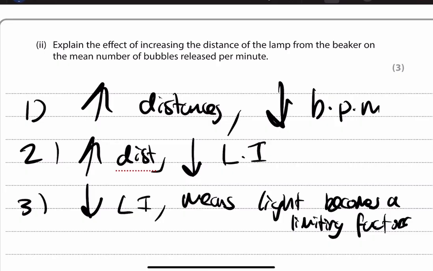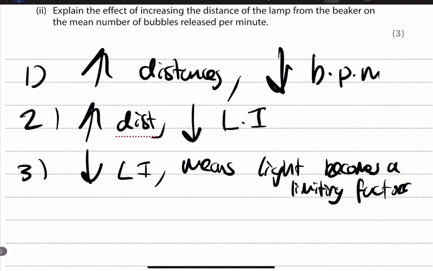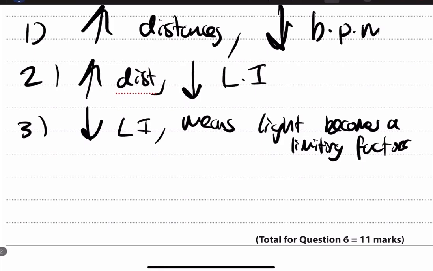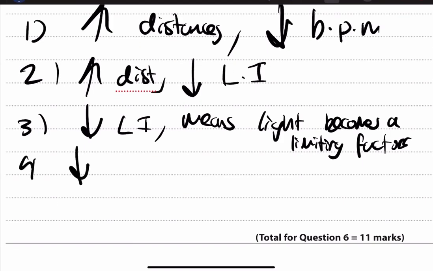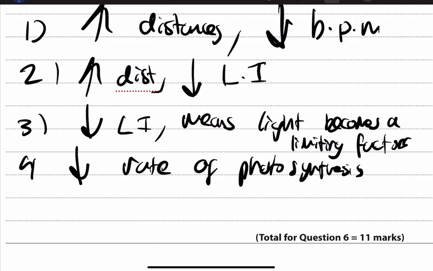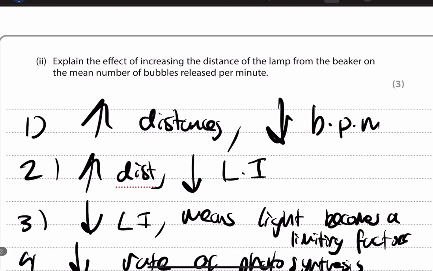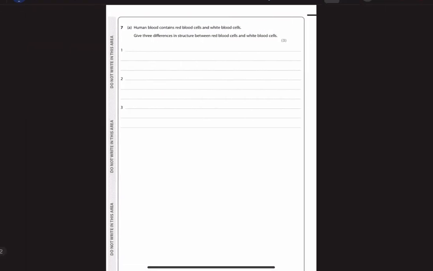Okay, so if you have very little carbon dioxide in the room, that is a limiting factor. But in this case, we have less and less light, so it now becomes a limiting factor. And that means that we have a lower rate of photosynthesis, which means less oxygen released, which is why we're seeing less bubbles per minute. Okay. And that was it, yeah.